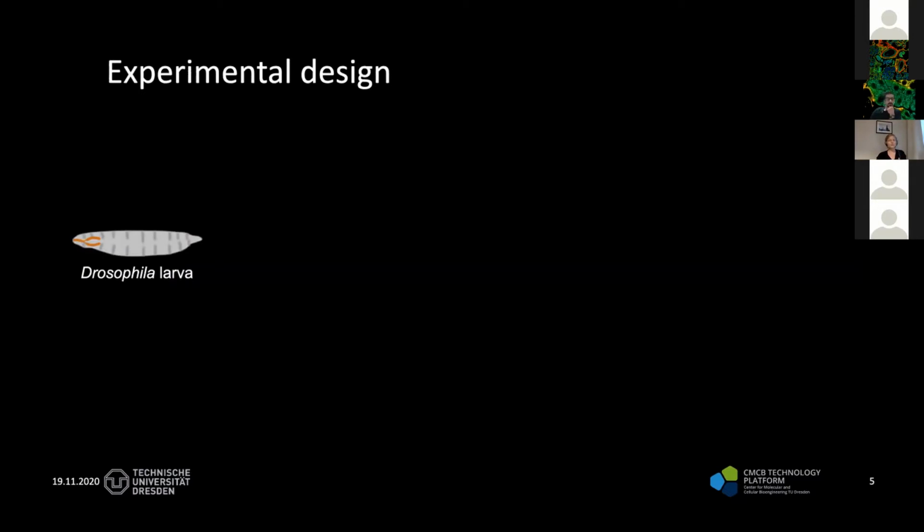Sorry for the sound problems. I'll just go on. I will briefly introduce how we prepare the sample, before we go over to the introduction of the system by Ali. So we use Drosophila larvae, as mentioned. We dissect the salivary glands, which you see on the left, this little orange structure.